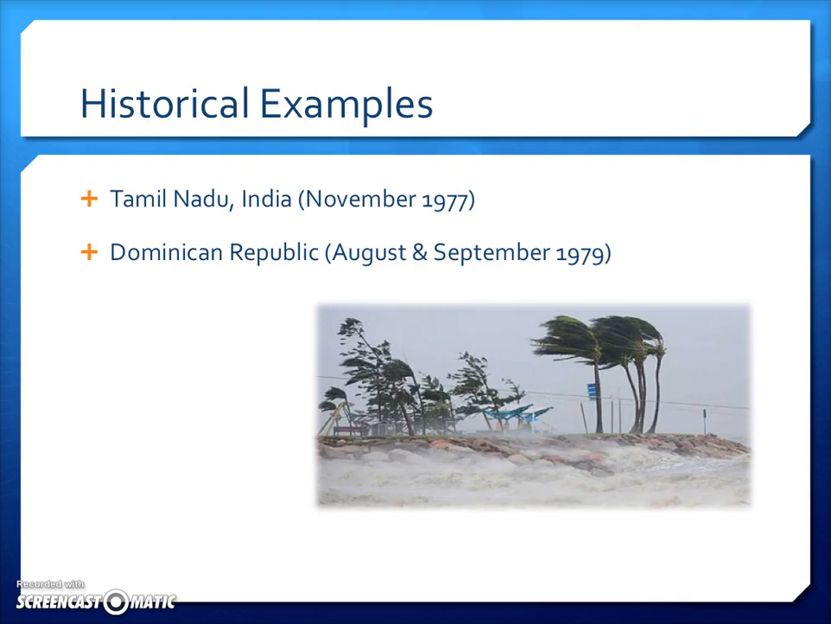As historical examples, India and the Dominican Republic have faced some of the strongest and most destructive cyclones, which are also known as hurricanes, with winds of about 90 to 110 km per hour, also causing extensive damage to the electric power system, which greatly affects their country.